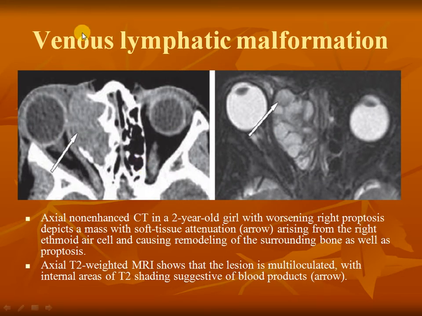For example, here you can see there is a mass. It's not destructing the bone, it's causing remodeling of the bone, expansion of the bone, mass effect on the bone. Okay, and when we did an MRI image, you can see there are multiple fluid levels, indicating venous lymphatic malformation. Okay, and they are not increasing in size during Valsalva maneuver.